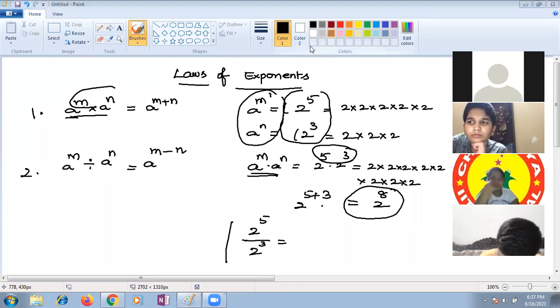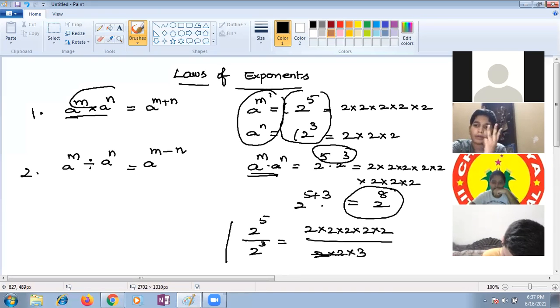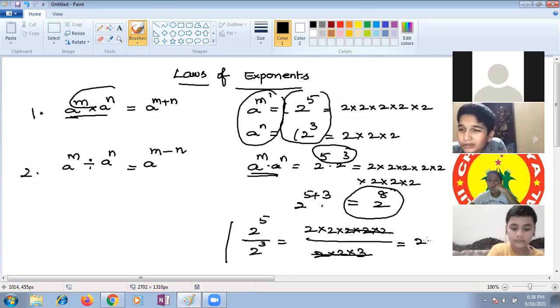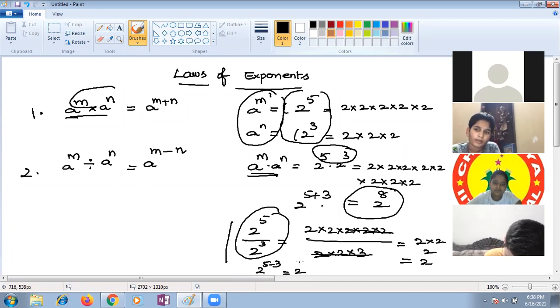2 power 5 means I should write 2 five times. Yes or no, Kunal? In the denominator, 2 how many times? 2 three times. So here 3 times both are common, so I can cancel. What is left over? 2 into 2, that means 2 square. 2 into 2 can be written as 2 to the power 2. So what we are doing is subtracting the exponents. In this case, bases are same, we are subtracting the exponents, so you are getting 2 square.